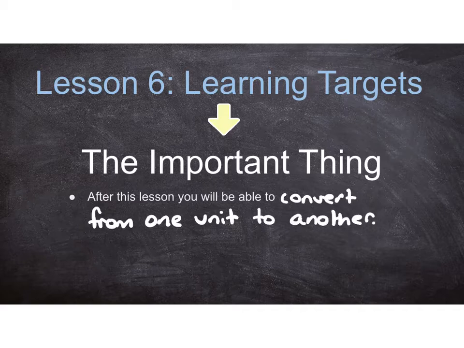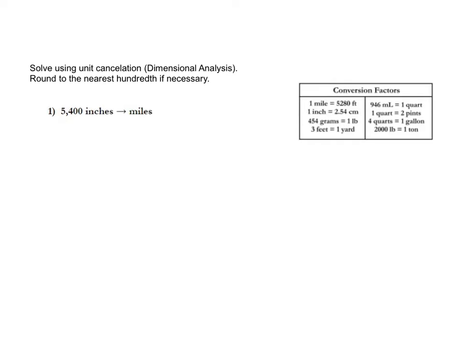Now, if you have taken advanced science, this will not be new for you. If you have not, it will be brand new. So we'll take this a little bit slower. So now we are going to solve everything using what's called unit cancellation or dimensional analysis. Our job is to round to the nearest hundredth if necessary, and we have these conversion factors off to the side. You won't always see everything you need in the conversion factor.